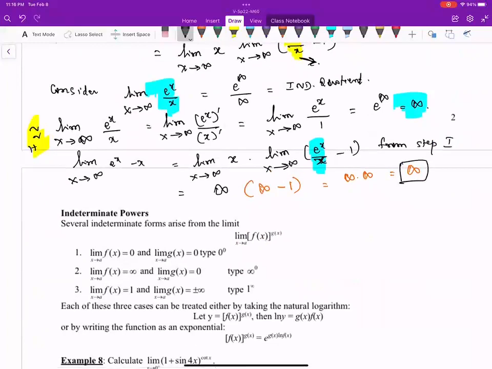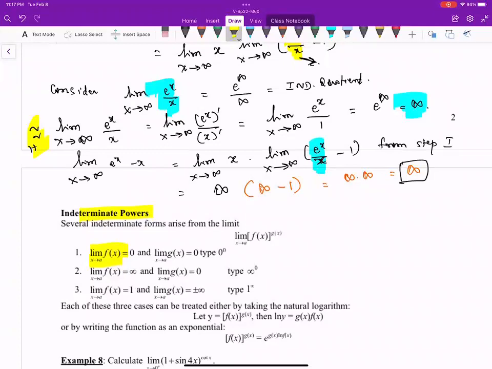So what are indeterminate powers? We saw indeterminate quotient, we saw indeterminate product, we saw indeterminate difference. Now we are going to see indeterminate powers. So consider the limit as x approaching a of f of x to the exponent g of x. If the limit of f of x as x approaching a is 0, and the limit of g of x as x approaching a is 0 as well, the indeterminate form is 0 to the exponent 0.